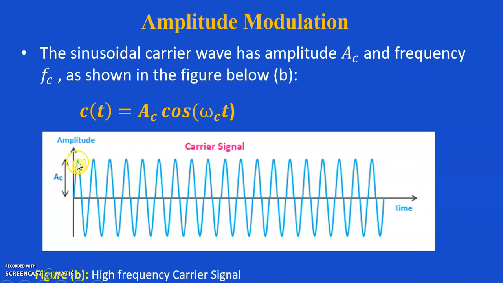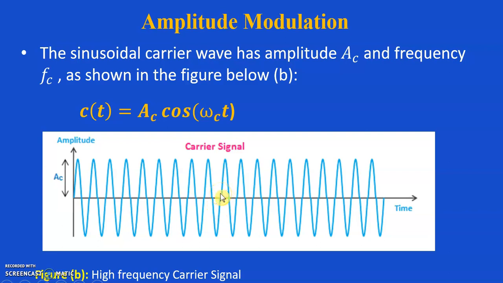So modulation is varying one of the characteristics of the carrier signal, whether to change or modify the amplitude, and in this case we call it amplitude modulation, or we change or modify the frequency, and in this case we call this technique frequency modulation, or we change the phase of the carrier signal, and this we call phase modulation.